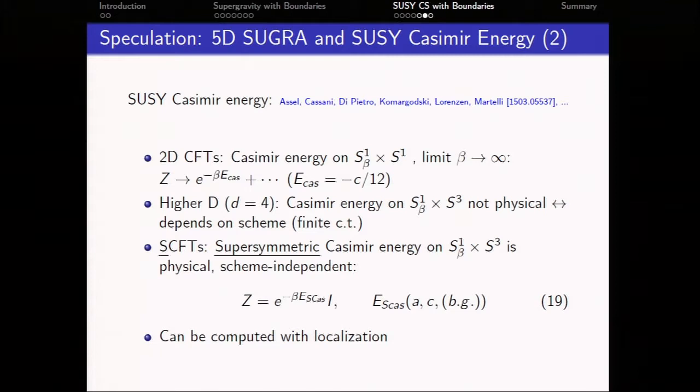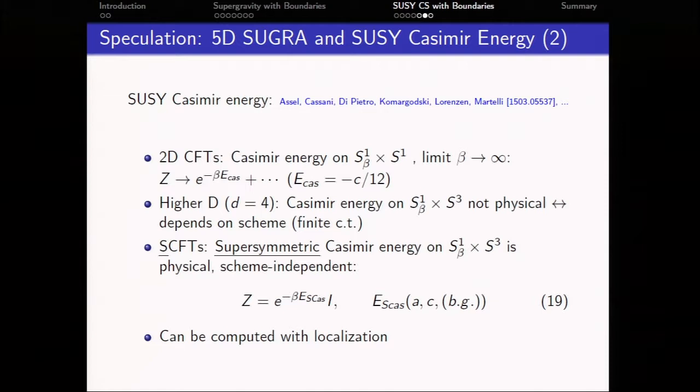I think it was introduced in this paper, but there are a lot of papers with subsets or additional authors, et cetera. So this is something that has been studied a lot in recent years. It's essentially a generalization of your normal Casimir energy in 2D. In 2D, we know that if we have a 2D CFT on a torus, S1 cross S1, and we take the radius of one S1 to infinity, the partition function basically behaves like this. And this is how you can pick out your Casimir energy.